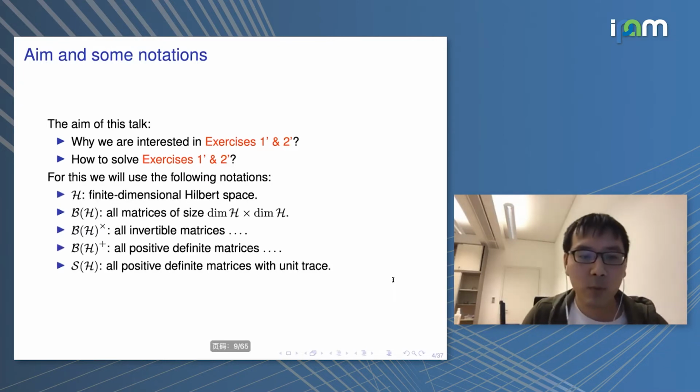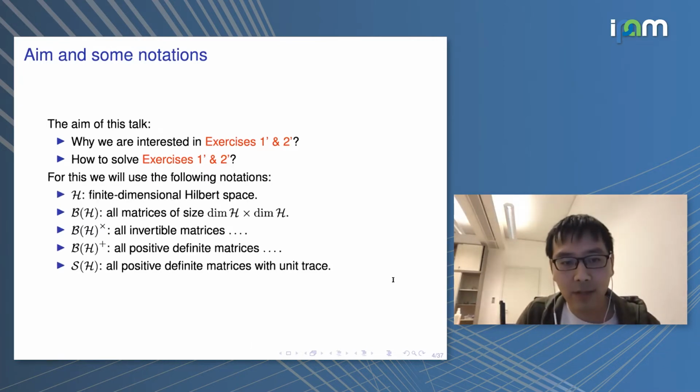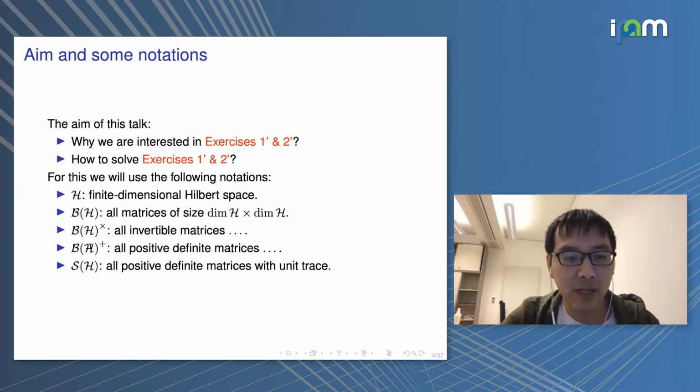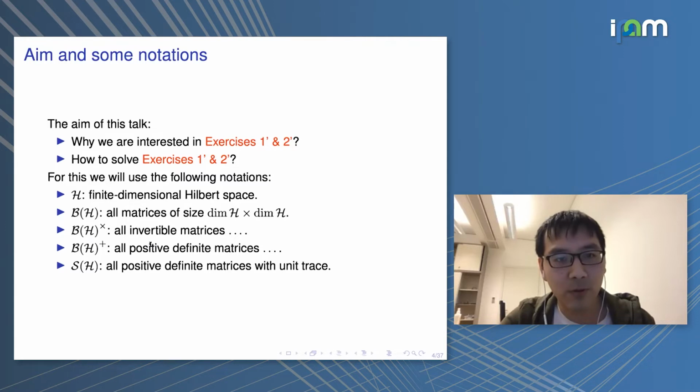And for this, we will need a few notations in the following. We will always assume that H is a finite dimensional Hilbert space, and we will need a few classes of matrices. So B(H) will denote all the matrices over H, and we will also need invertible matrices, positive definite matrices, and sometimes the set of all quantum states. But one should remark that we always assume that a matrix is invertible for simplicity.